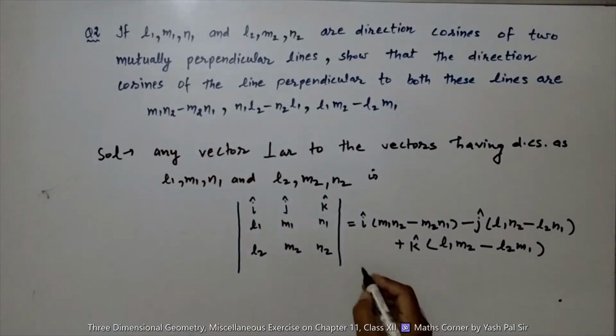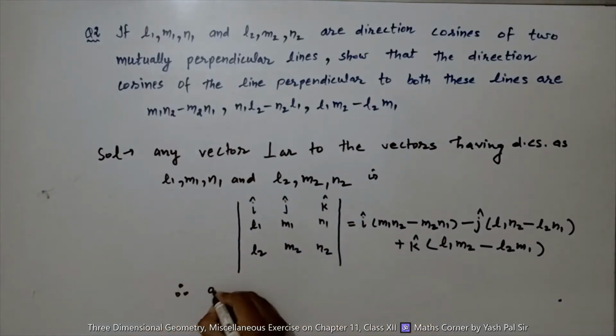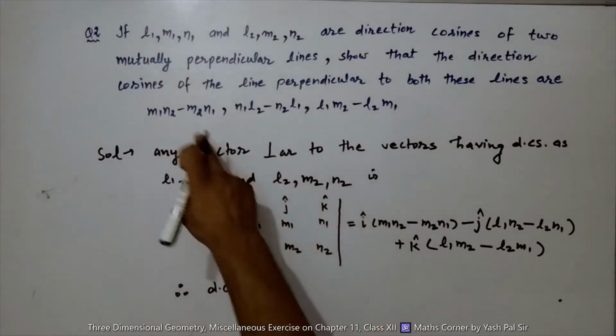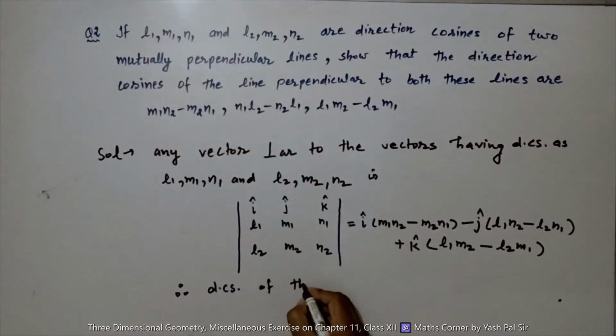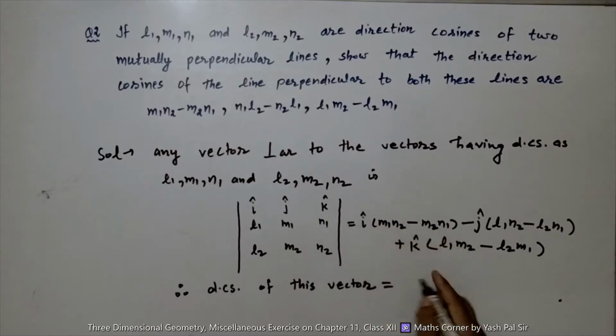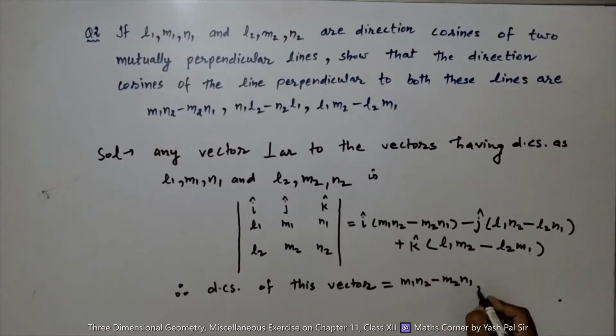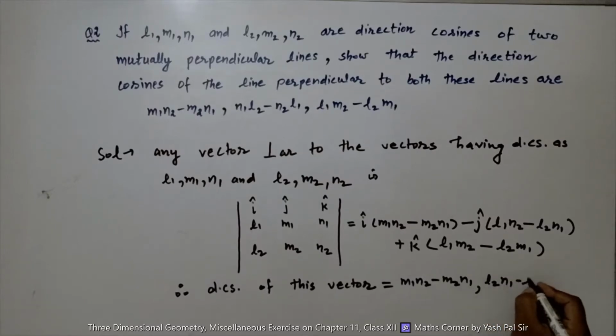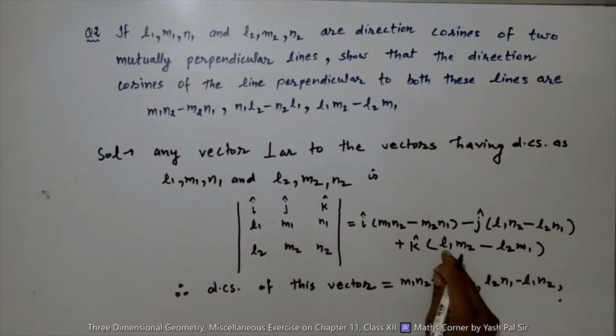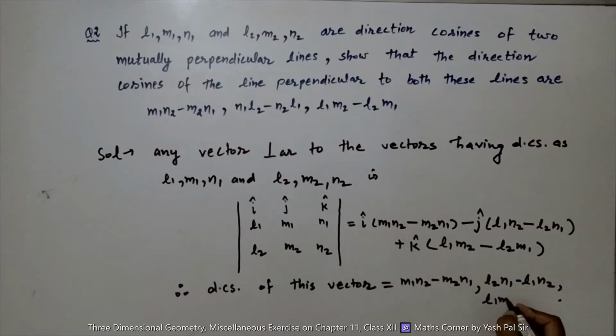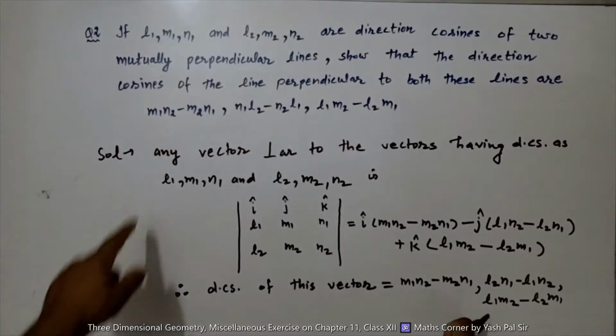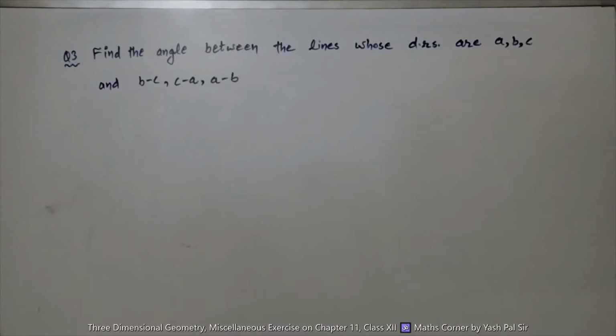So in this way, the direction cosines of this vector are equal to m1 n2 minus m2 n1, comma, this minus will go inside, l2 n1 minus l1 n2, comma, l1 m2 minus l2 m1. So in this way we have obtained the required result.